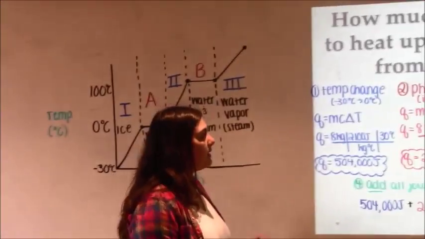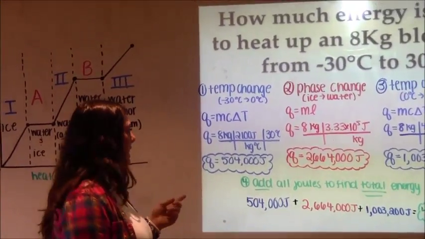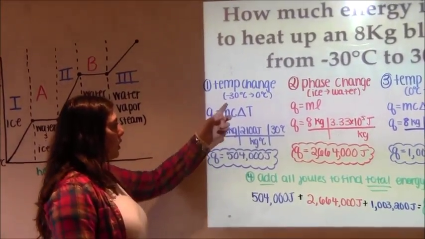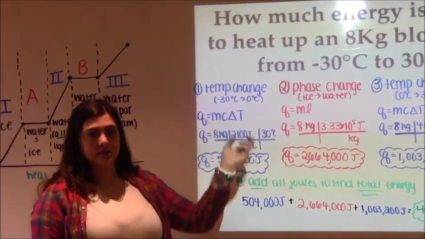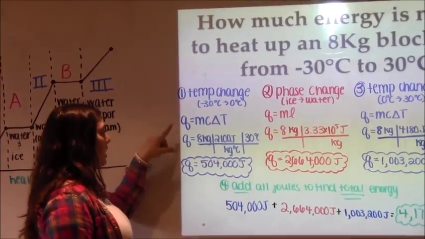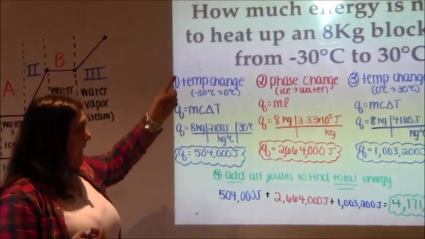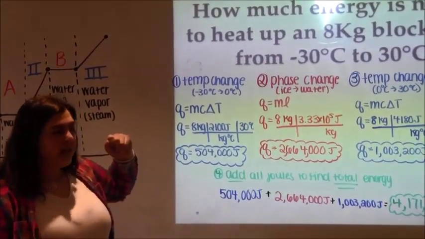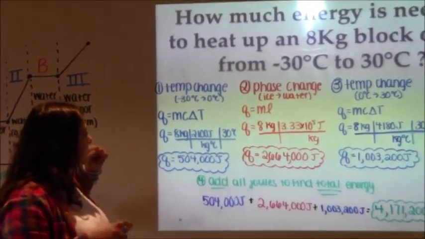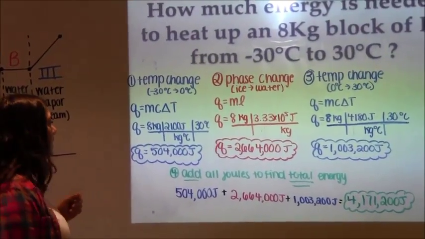So what we're going to do first is, obviously like I said before, we're going to do the first temp change. So that's going to go from the negative 30 degrees Celsius to 0. So we use our equation, Q equals mc delta T, m being the mass, C being the specific heat of the ice, and delta T being the change in temperature.